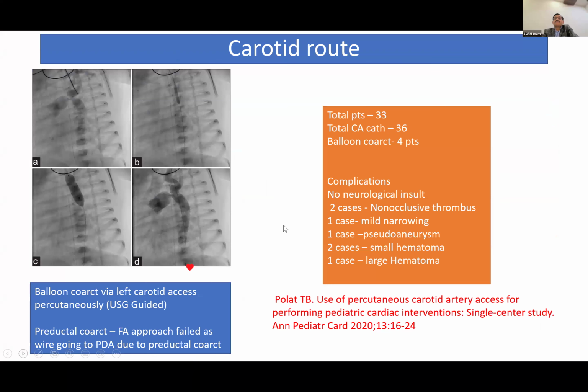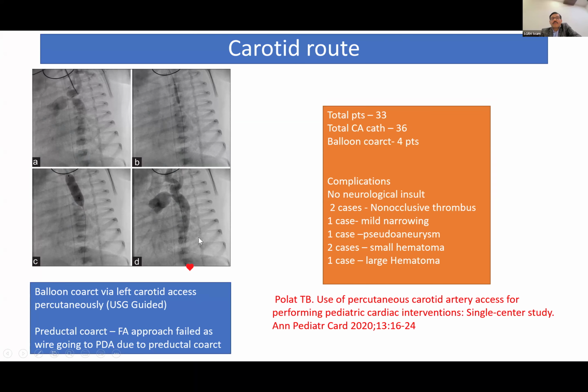Now, carotid route. Carotid route, we do it occasionally. This is not my study. Some APC published in 2020, called TB, percutaneous carotid access. I was interested in percutaneous access. They did the percutaneous access, USG guided, in left carotid access percutaneously.